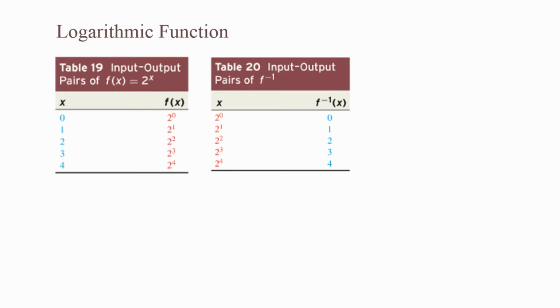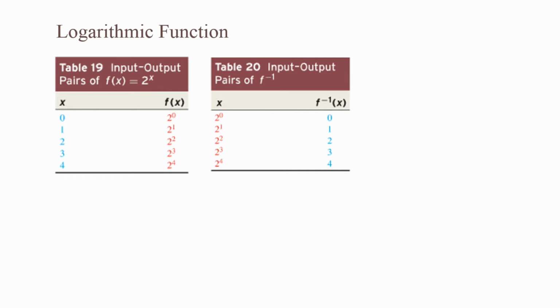Logarithmic function. Consider the function f of x equals 2 to the x power. If x is 0, then I have 2 to the 0 power. If my x is 1, I have 2 to the first power. If x is 2, I have 2 to the second power. If x is 3, I have 2 to the third power. If x is 4, I have 2 to the fourth power. So each value of x ends up being in the exponent of my function.